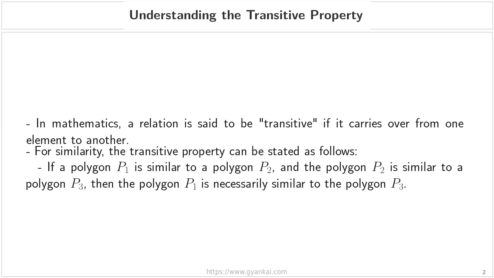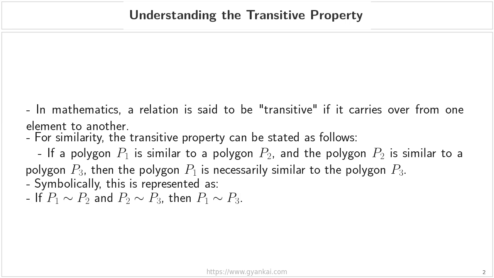If we have a polygon, let's call it P1, that is similar to a second polygon, P2, and that same polygon, P2, is also similar to a third polygon, P3, then it follows logically that the first polygon, P1, must also be similar to the third polygon, P3. To make this even clearer, we can write this out using mathematical symbols. We represent similarity with a tilde symbol, so we would say, if P1 is similar to P2 and P2 is similar to P3, then P1 is similar to P3. In the next few slides, we are going to break down the logic behind why this chain of similarity works so perfectly by looking at the angles and the side ratios.